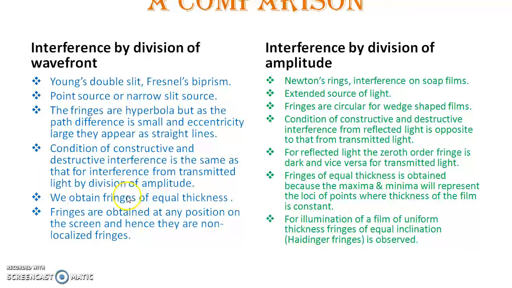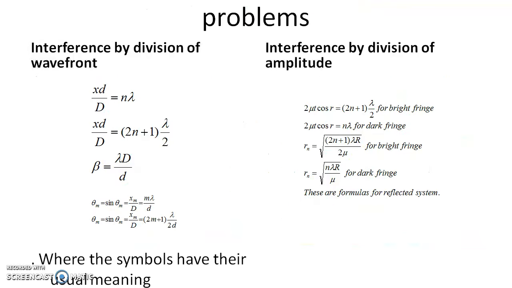Here, from division of wavefront, we obtain fringes of equal thickness, but in Newton's ring we do not obtain fringes of equal thickness. Essentially here also we can obtain fringes of equal thickness as well as fringes of equal inclination. And these fringes are actually localized fringes, whereas these, as I have already pointed out, are non-localized fringes.